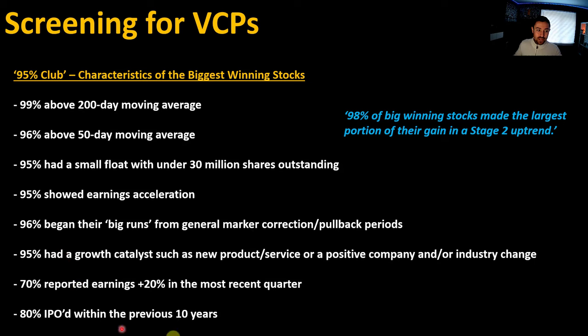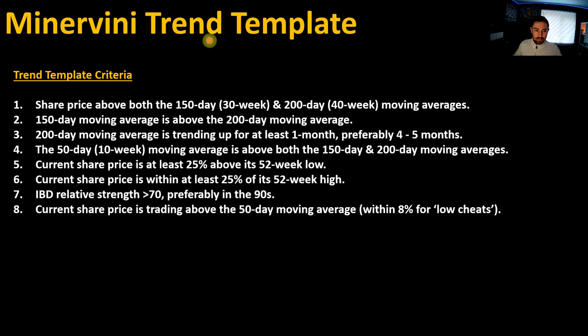So our screening and the VCP trend template, the Minervini trend template, is looking for stocks that potentially meet those characteristics. There are eight parts to it. The share price is above both the 150-day, 30-week, and the 200-day, 40-week moving averages. The 150-day is above the 200-day moving average. The 200-day moving average is trending up for at least 1 month, preferably 4 or 5 months. The 50-day, 10-week moving average is above the 150 and also the 200-day moving average.